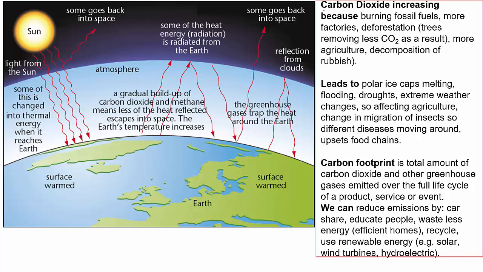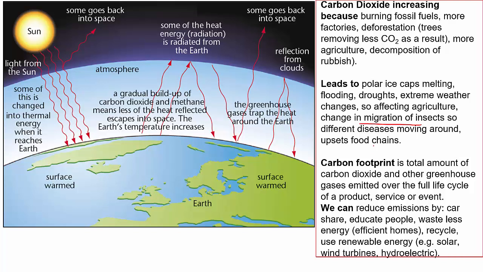So by adding more carbon dioxide to the atmosphere, such as burning fossil fuels, more factories, deforestation, which should have removed some of that CO2, agriculture, decomposition of rubbish, etc., loads of ways that we're contributing more CO2 into the atmosphere. This is going to lead to the polar ice caps melting. That can lead to flooding, drought, extreme weather changes. That would affect agriculture, the amount of land we have to live on.